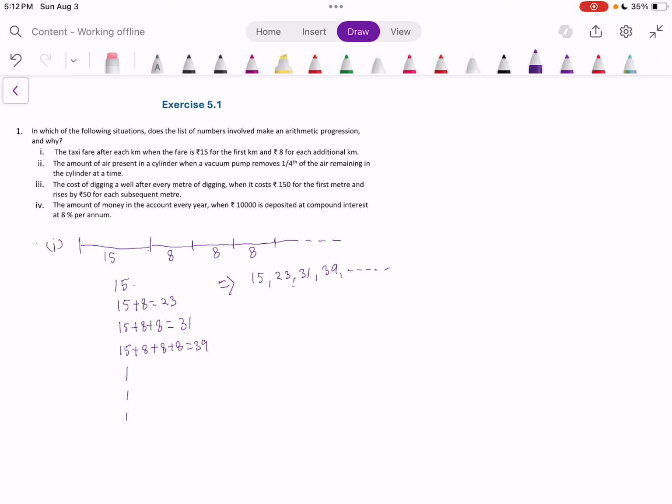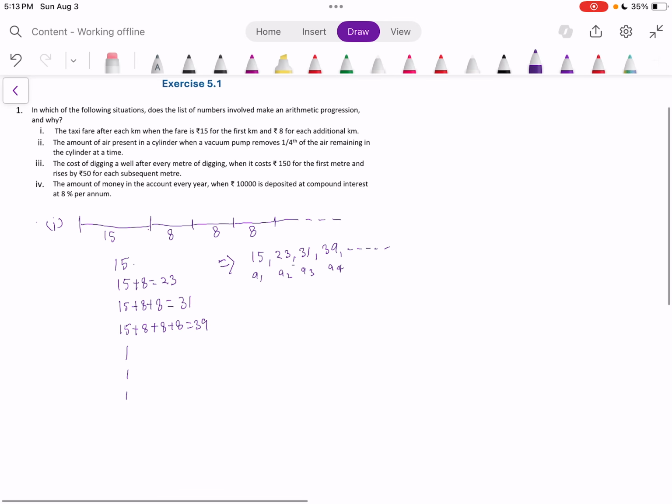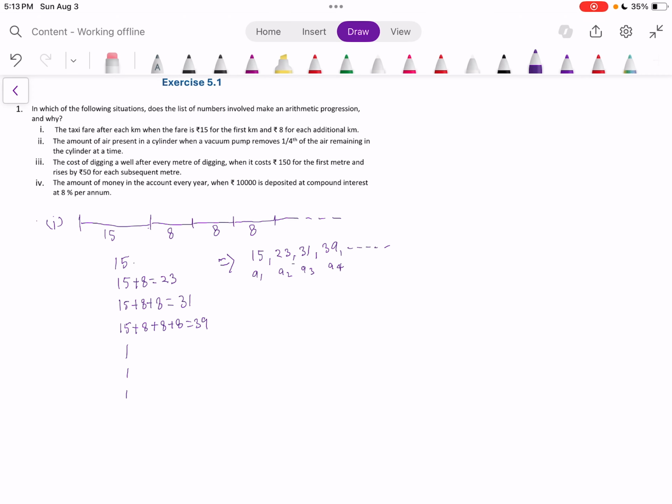Now let's say this is A1, this is A2, this is A3, this is A4. These are the terms in the series. And the difference, that is when you subtract terms that are in a row from each other, a term which is lower in sequence from the term that is higher in sequence, the difference that you get should be the same throughout the series.